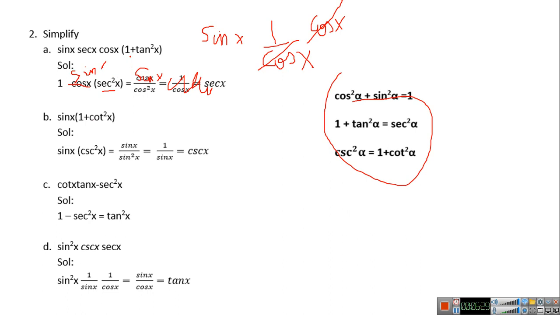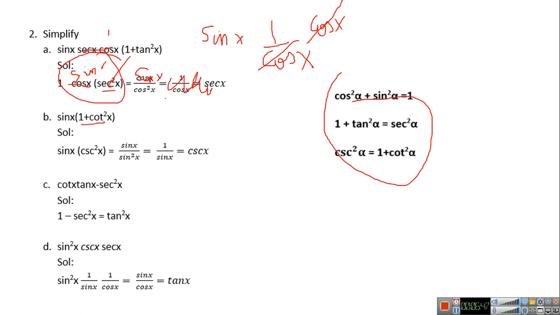So 1 plus tangent square x is secant square x. Secant and cosine are the inverse of each other. It's 1. So you're going to get sine times secant square x. You can keep it as it is. You can write it either as sine over cosine square, or as sine x times secant square x, because I cannot simplify anymore.